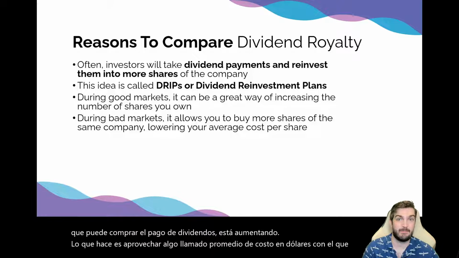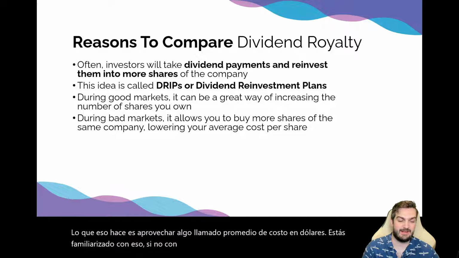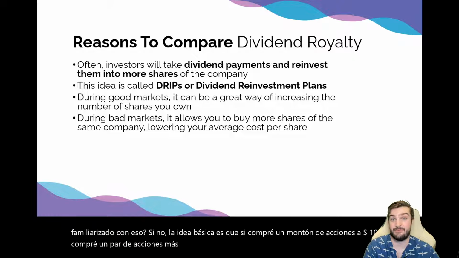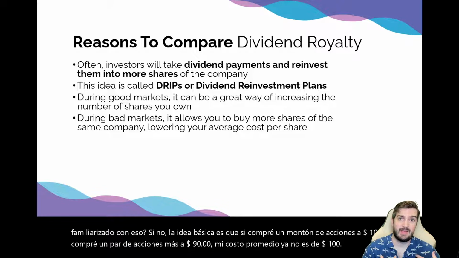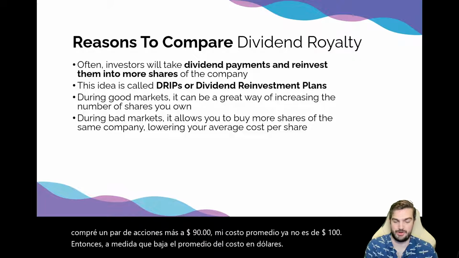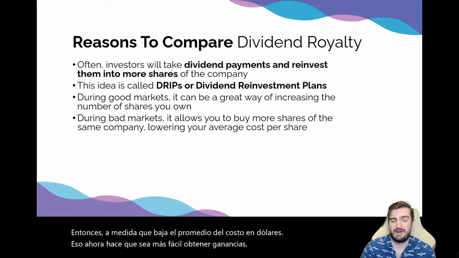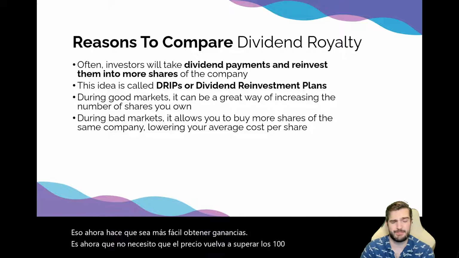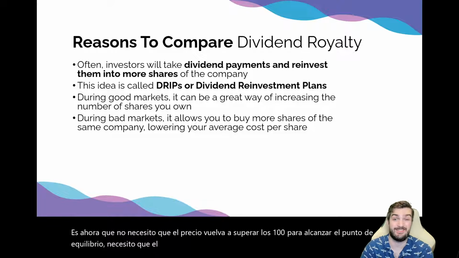If not, the basic idea is that if I bought a bunch of shares at $100 and I bought a couple more shares at $90, my average cost is not $100 anymore. So as the dollar cost average goes down, that now makes it easier to turn a profit. Because now I don't need the price to go back above 100 to break even. I need the price to go above $97 or $96.